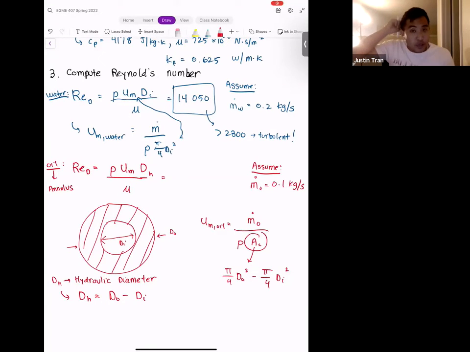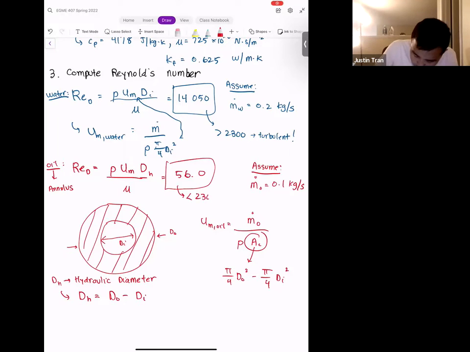If you plug all those in, the hydraulic diameter and the mean velocity, you get a Reynolds number of 56.0. Of course, this number is much less than 2300, and so in our annulus, we have laminar flow. Any questions on this? Okay, so that's step 3.